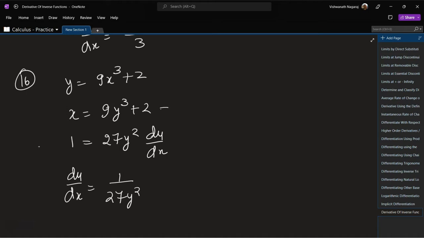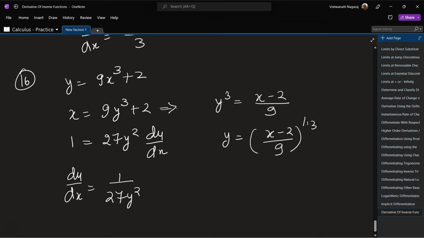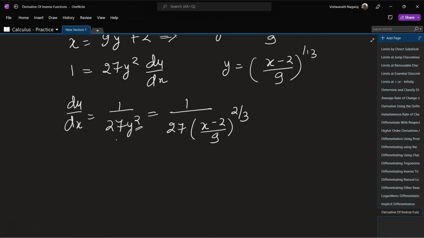So don't forget that this inverse function can be written as y cube is equal to x minus 2 by 9, right? Further, we can write it as y is equal to x minus 2 by 9 to the power of 1 by 3. So, which means this derivative can be written as 1 by 27 times x minus 2 by 9 to the power of 2 by 3. So, the answer may be given in this form or in this form.